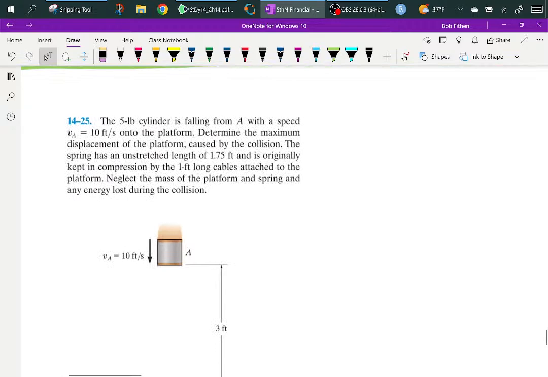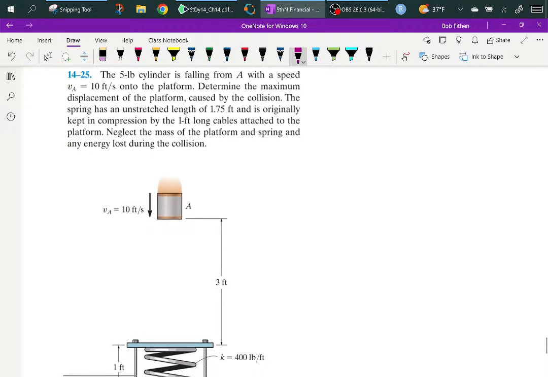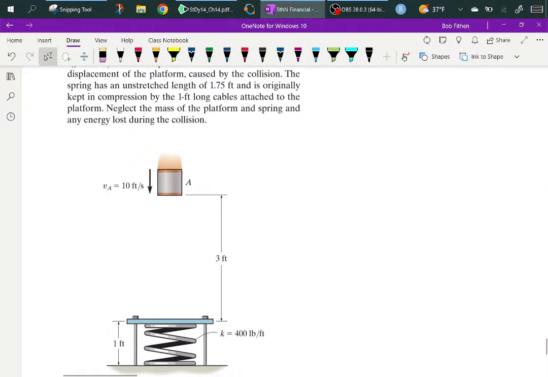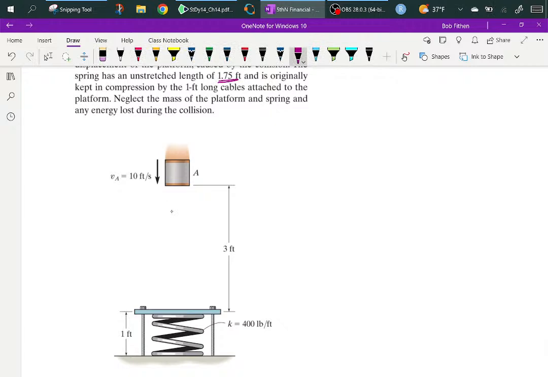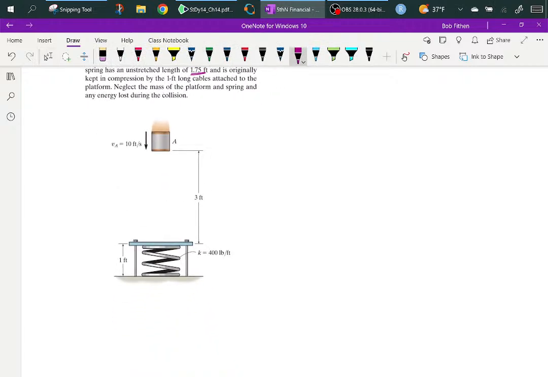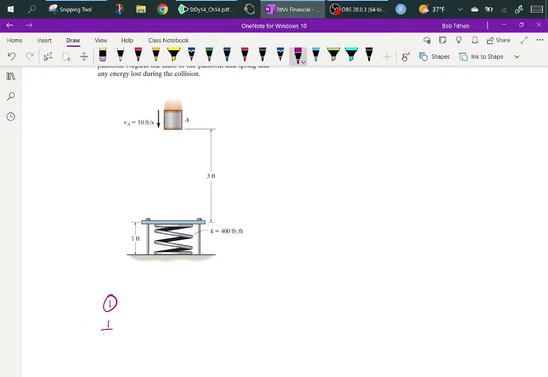Okay, a 5-pound cylinder is falling with a speed of 10 onto the platform. Determine the maximum displacement. The spring has an unstretched length of 1.75. So here's your key. All your energies at state 1 would be 1/2 mv, and I'll go ahead and put a subscript. State 1 plus mgh state 1 plus 1/2 k delta at state 1.